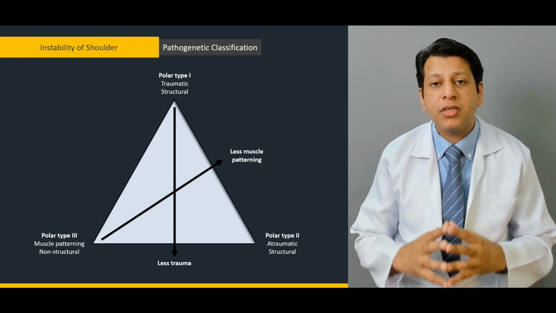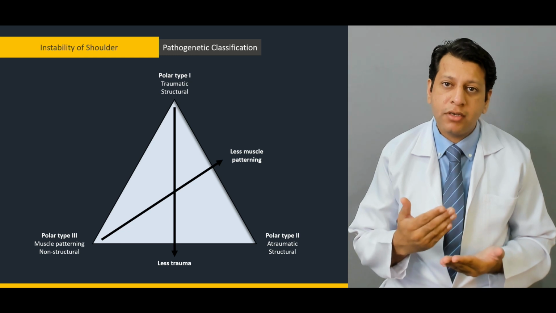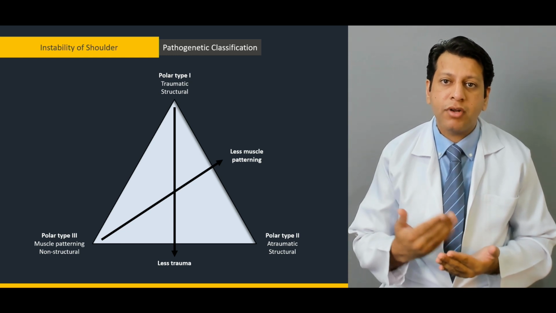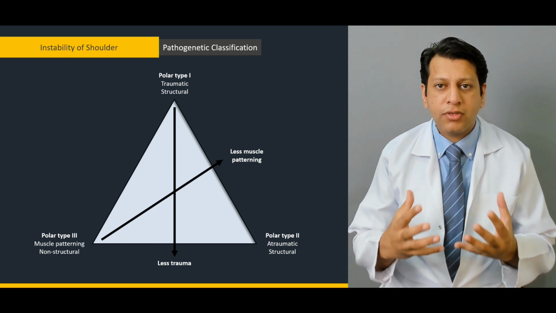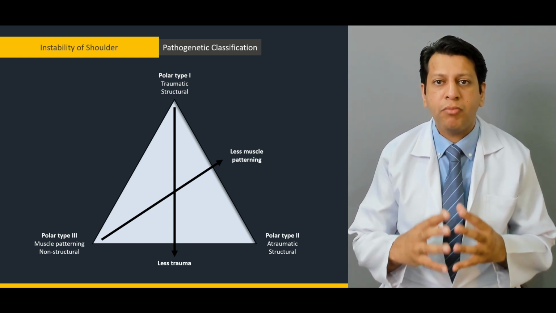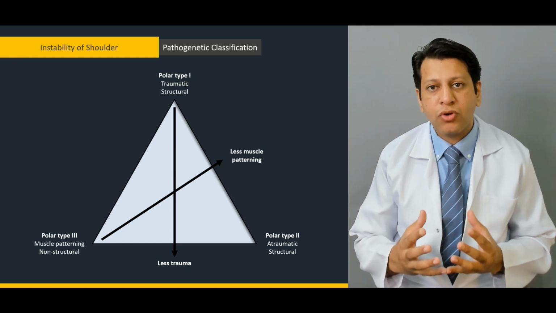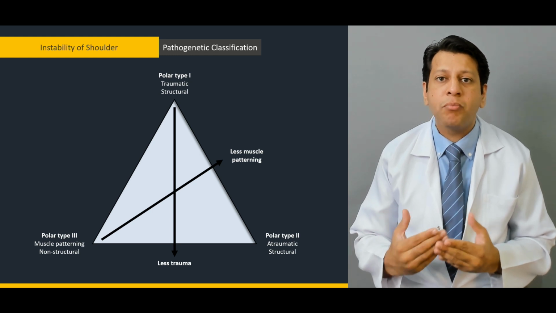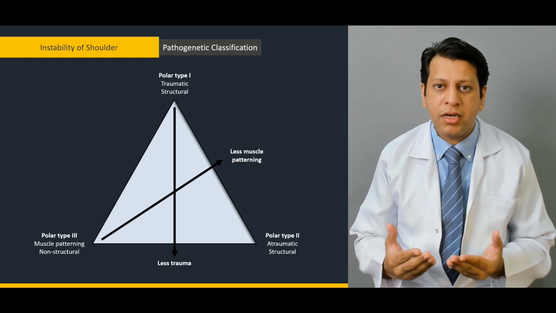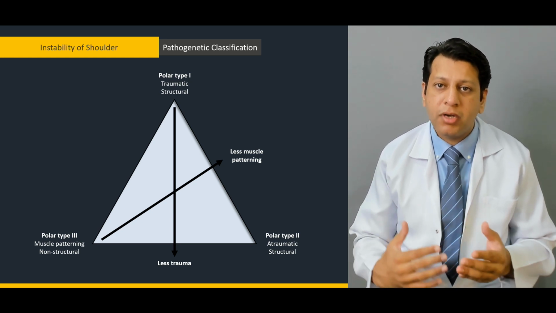Now type 2 is atraumatic structural. For example, the patient had a glenoid dysplasia, in which there was a deficient glenoid in the form of a bony component. This deficiency of the component can actually lead to recurrent dislocation and subluxations, initiating instability. This is classical polar type 2, but there could be something in between as well.